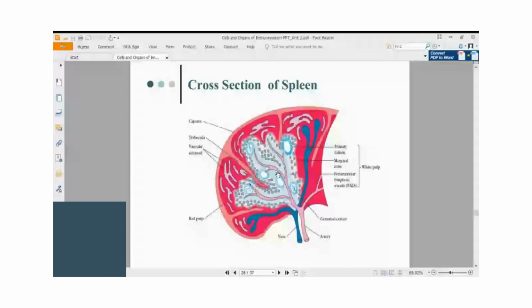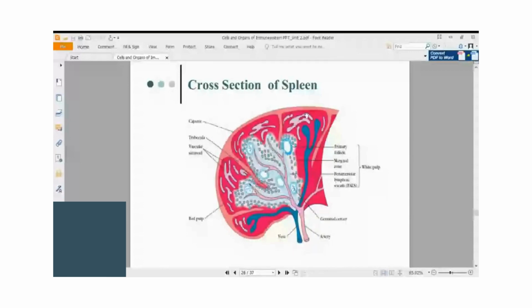Okay, like the thymus, the spleen is also covered by a connective tissue capsule, and that capsule is indented into the cortex area and extends up to the medulla area to form the zones of the spleen, or splenic lobules. Those indented areas of the capsule are called trabeculae. I've already mentioned that in the thymus.